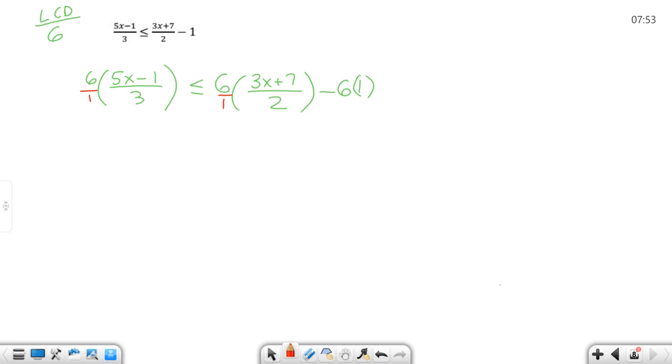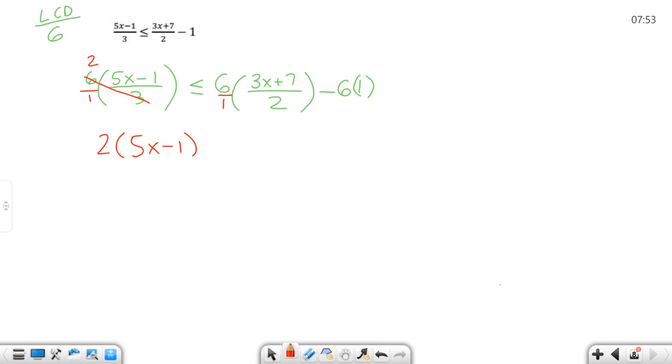okay, that 6 is in the numerator. It can divide out with anything in the denominator. So the 6 and the 3 divide out and become a 2. So this becomes 2 times 5x minus 1. I talk about this in my equations videos, but when I simplify the 6 and the 3, they divide out and become a 2. I'm distributing that 2 to more than one term.